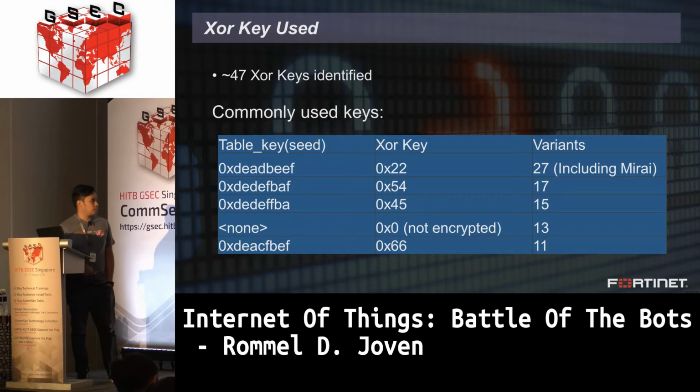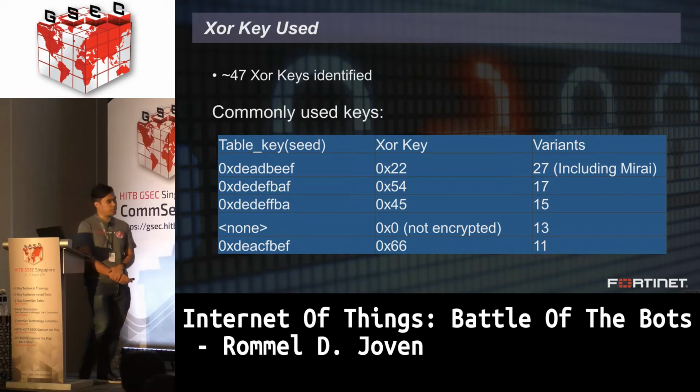Then another interesting one is this 0. 13 variants are using it. It means that the configuration table was not encrypted. So we can see everything, the CNC, the port that it uses. Maybe it was used for testing purposes, or maybe they just forgot to encrypt the configuration.